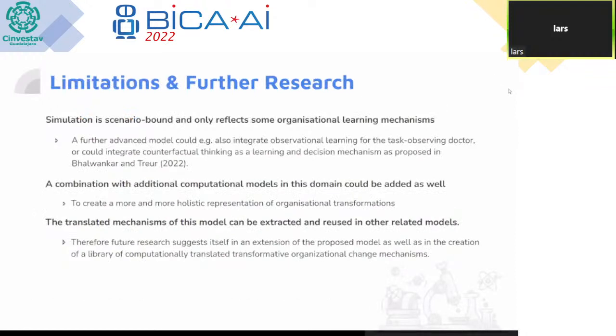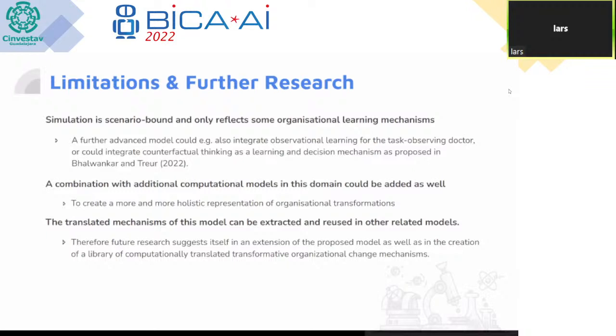However, this research obviously also has limitations. It's only a simulation, and the simulation is only scenario bound and only reflects some organizational learning mechanisms. A further advanced model should also integrate observational learning for the task observing doctors, or could integrate counterfactual thinking as a learning and decision-making mechanism as proposed by Balvanka and Troyer. Also, a combination with additional computational models in this domain could be added to create a more and more holistic representation of organizational transformations.